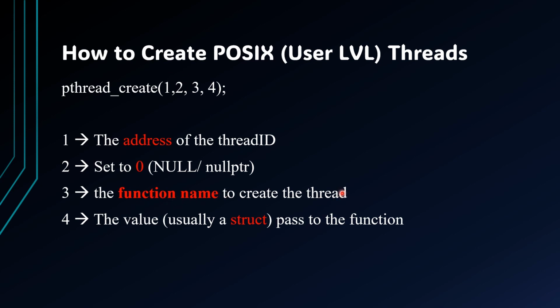Then the function name to create a thread. That might not make sense right now, but when you create the thread, it's going to go to a function that does the mutex stuff that we just talked about previously, which will handle each thread. So the function name is basically the thread action name for each thread.